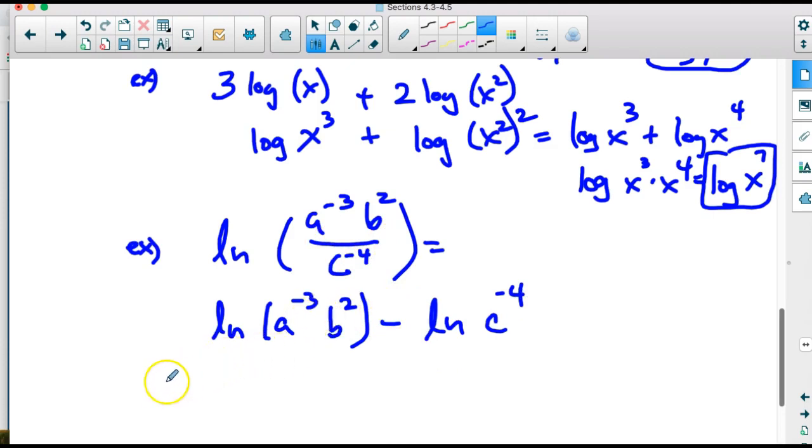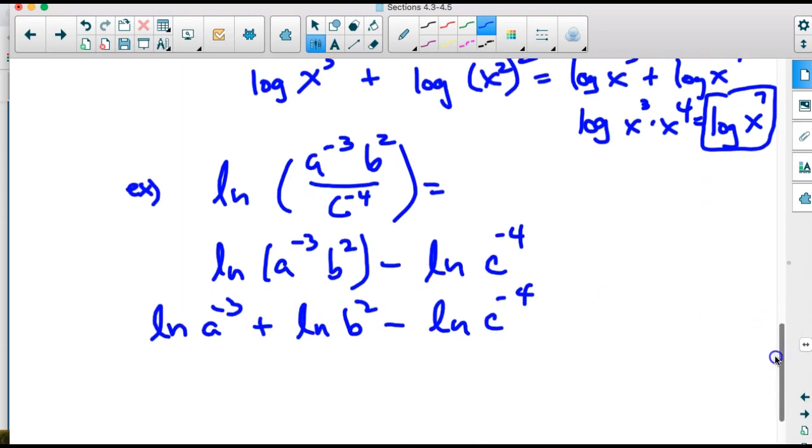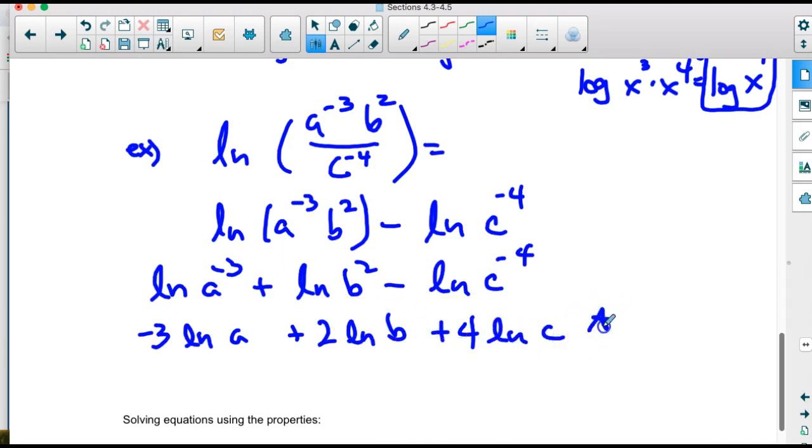But this one we haven't expanded it out yet either. It's natural log of a to the negative third plus natural log of b to the second. So we can also expand this product out as well into a plus. Now they all have exponents, so those all move down in front of the logarithms. So we would have negative 3 ln of a plus 2 ln of b plus 4 ln of c. So this would be my expansion of that property. We would expand it out that way.